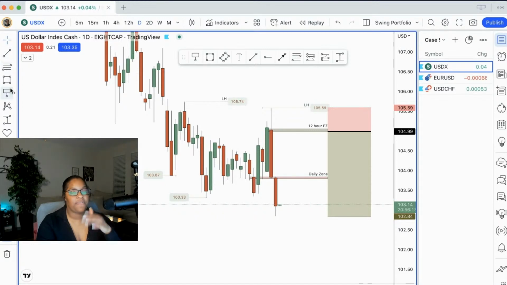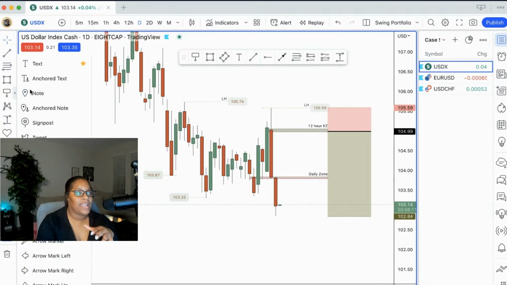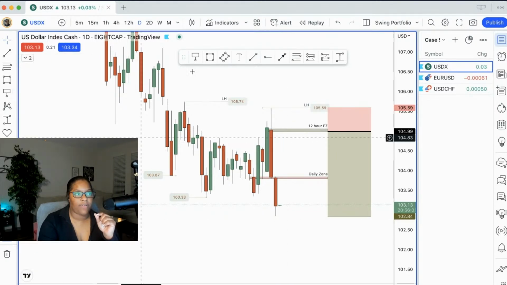1, 2, 3, 4, 5. It's the fifth icon down. It's going to be under the T for text. And if you scroll down, I know I'm in the way, but if you scroll down, you should see price note. And I have a star by it, right?